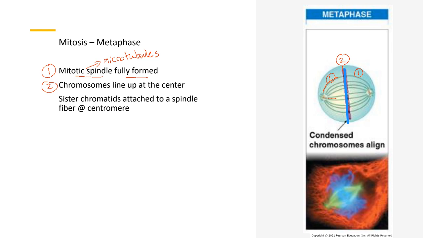Okay, and then, by the way, how do we keep everything together? Mitosis, metaphase, right? Metaphase, M for middle. If you remember that, you'll remember that if it's metaphase, it starts with M, that means middle, that means all the chromosomes are at the middle, at the center of the cell. And then the sister chromatids are attached to a spindle fiber at the centromere. And that's what you see over here.